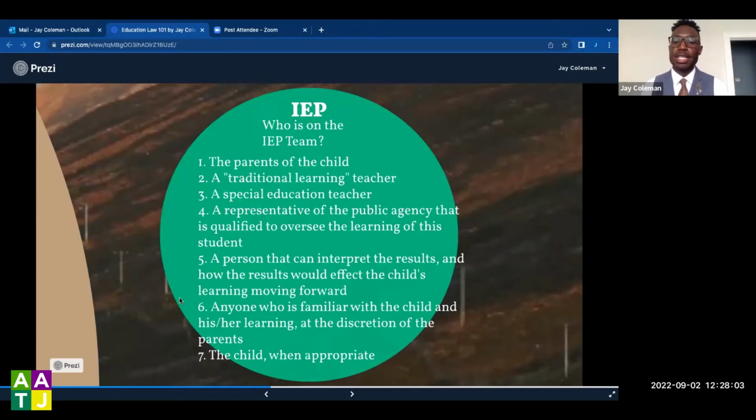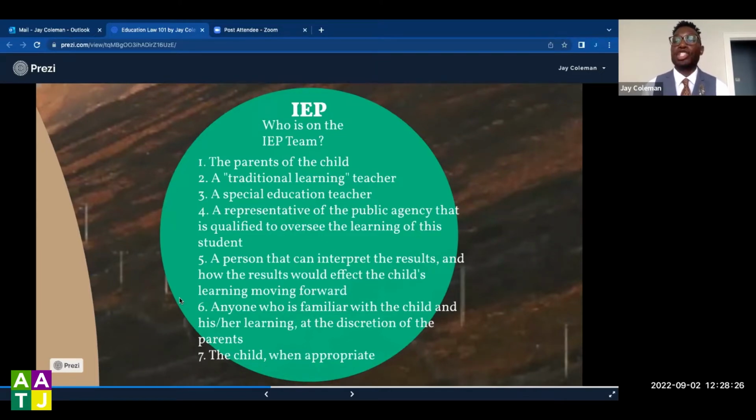A representative of the public agency, the school district. But this representative has to be a person that's qualified to oversee the learning of the student. So someone who's able to check the plan, look at your child's progress while they're in school and compare it and see, is this plan working or is it not? That person is going to be a part of the IEP team as well.